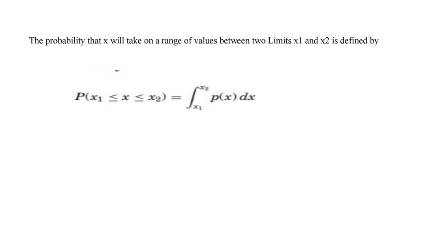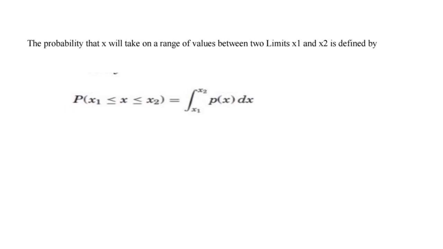The next thing is the probability density function formula. We have to set the limit from x1 to x2, and x1 to x2 may be any value. So how to write it: the integral from x1 to x2 of p(x) dx.